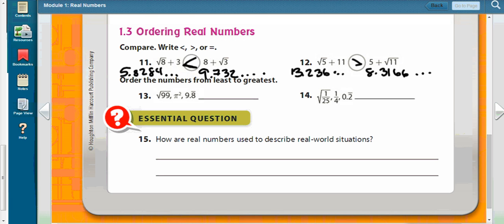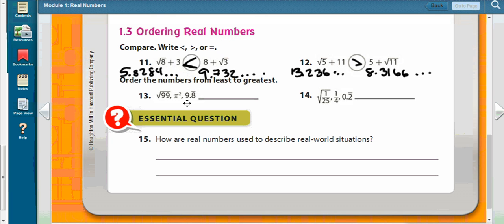And now, ordering numbers from least to greatest essentially is the same skill. So if I have the square root of 99, pi to the second power, and 9.8 continuing, and I wanted to put them in order from least to greatest, I can't do it as it is because I'm comparing different formats or forms of the number. But all of these numbers can be turned into decimal form. So that's exactly what we should do.